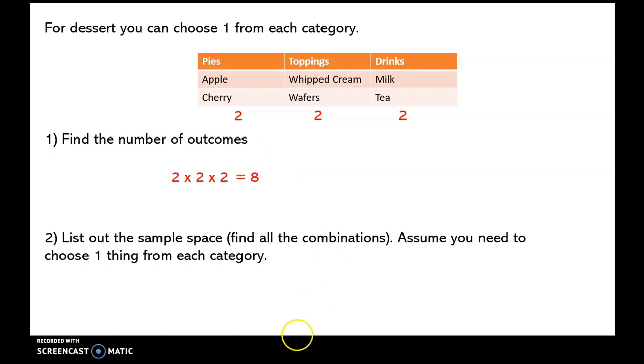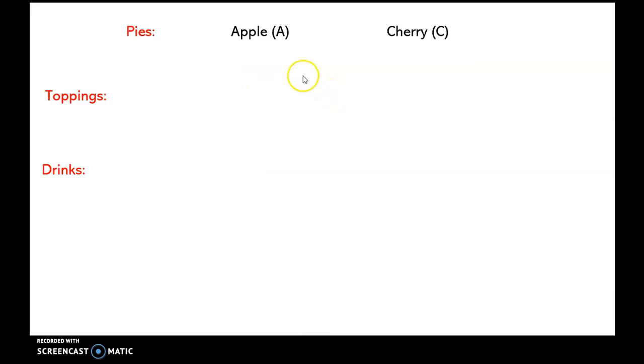Number 2, list out the sample space, find the combinations, assume you need to choose one thing from each category, and only one thing. The first thing I'm going to start with is the pies. We have a choice between apple or cherry. If we picked apple, we have a choice of 2 different toppings, whipped cream or wafers. If we picked cherry, we would have 2 different choices of toppings. Once again, whipped cream or wafers.